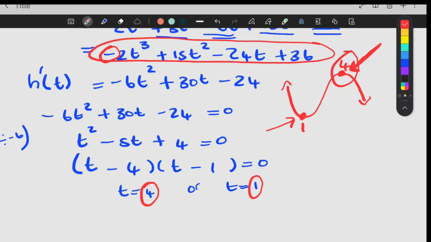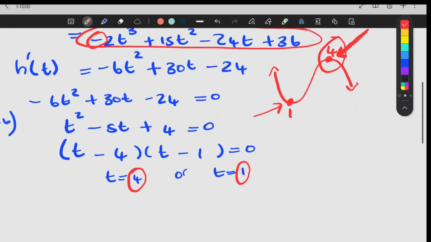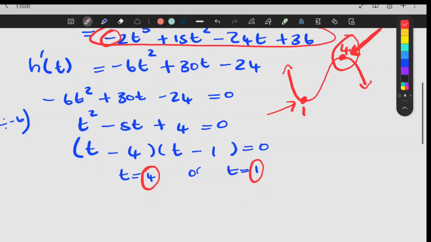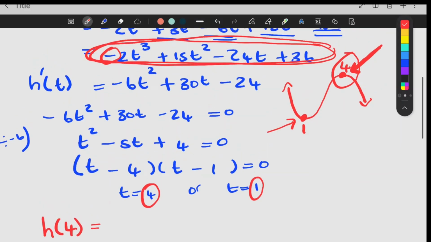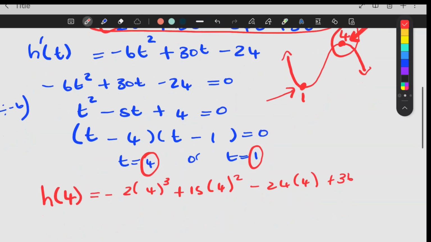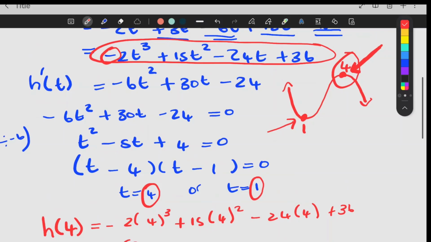So at minute number 4, the maximum height will occur. Now I'm going to take the 4 and sub it into my formula. Remember, to get the y value of the turning point, you sub in that x value. So I'm subbing it into the cubic function, into this one over there. Negative 2 times 4 to the 3, plus 15 times 4 to the 2, minus 24 times 4, plus 36. And the maximum height is 52 centimeters. And that's how you do that question.